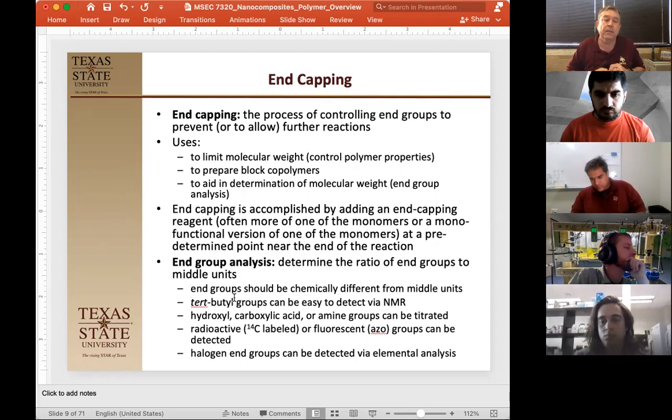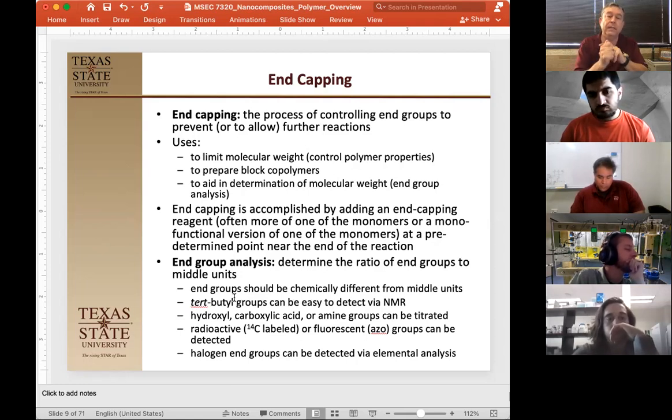So the end capping serves 3 purposes. It gives you an idea about molecular weight. It gives you an idea about what's at the end, can I use it? And it gives you an idea of how stable it is.